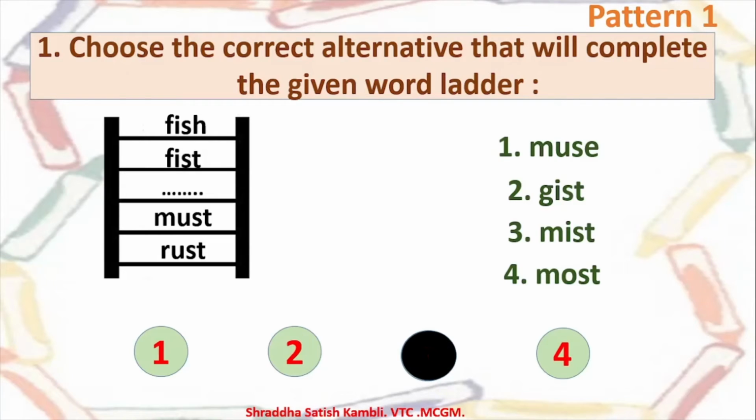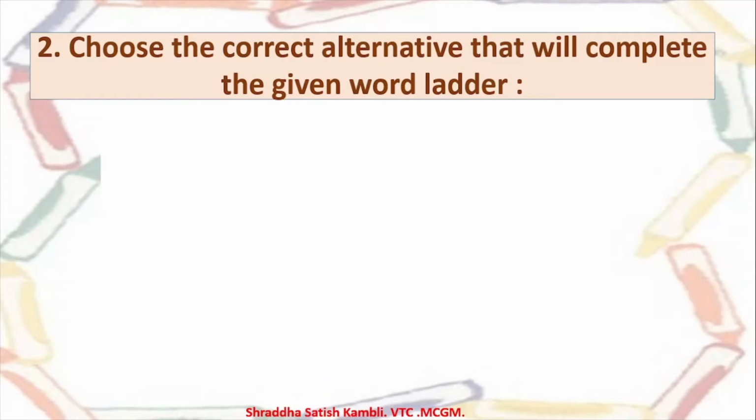It will be the third one, M-I-S-T mist. So you see you have R-U-S-T rust, M-U-S-T must where the R changed to M. Then you have M-I-S-T mist where the U changed to I. Then F-I-S-T fist where the M changed to F. And finally you have F-I-S-H fish where the T changed to H. So you have the word ladder which goes from rust to fish. Alright, moving on, let us take a look at the second example in this pattern.